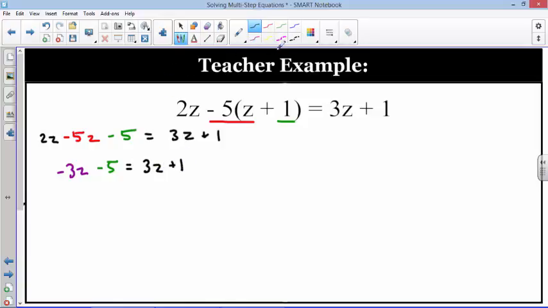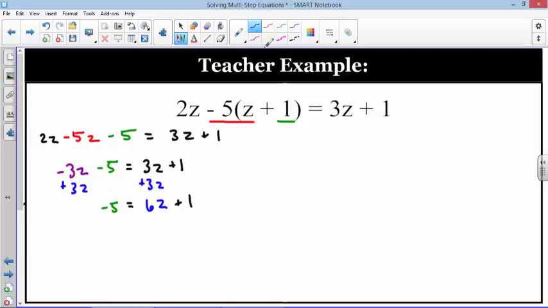So now I can move my z to one side of the equation. And being that I want it to be positive, I'm going to add 3z to both sides and get rid of that negative 3z on the left. Alright, so after I do this, my negative 3z's cancel out right there. My negative 5 comes down. My equal sign comes down. I got 3z plus 3z gives me 6z. And then my plus 1 comes down.